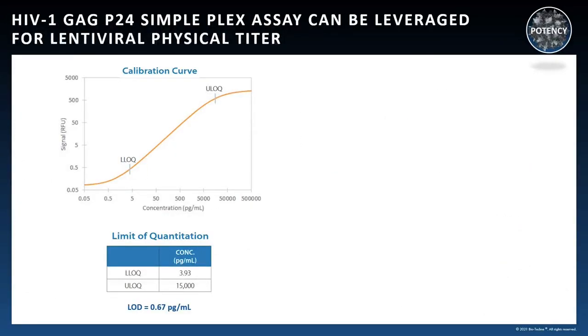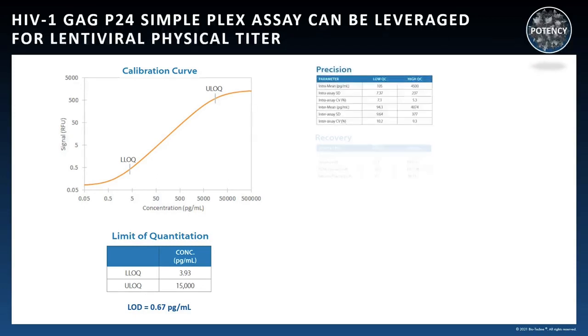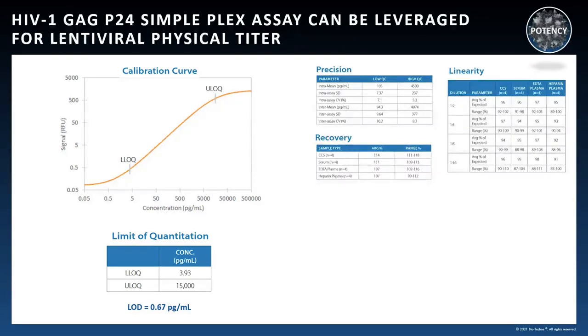Similarly, we have a fantastic SimplePlex assay for measuring P24, which is an HIV protein. It's also found on the surface of lentivirus. Quantification of P24 can be used to estimate lentivirus titer. Shown here is the built-in calibration curve with a limit of detection of 0.67 picograms per mil. The assay has strong performance with inter-assay CVs under 10.2% and intra-assay CVs under 7.1%, and shows good linearity and recovery in several sample types.